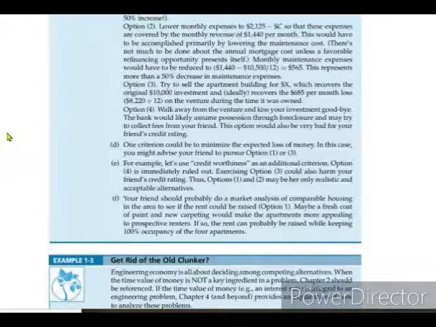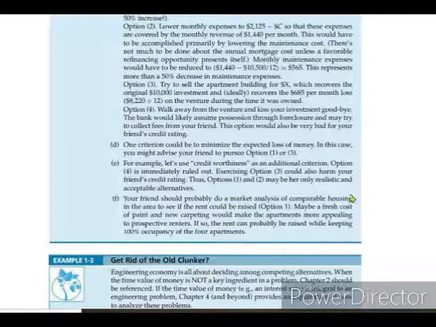Why? Because it's not about creditworthiness, but it is about losing credentials as a borrower of the bank. So exercising option 3 could also harm your friend's credit rating because he might sell the apartment for a lower cost than what he has expended. Thus, option 1 and 2 may be her only realistic and acceptable alternatives. So we just trim down the alternatives into 2.